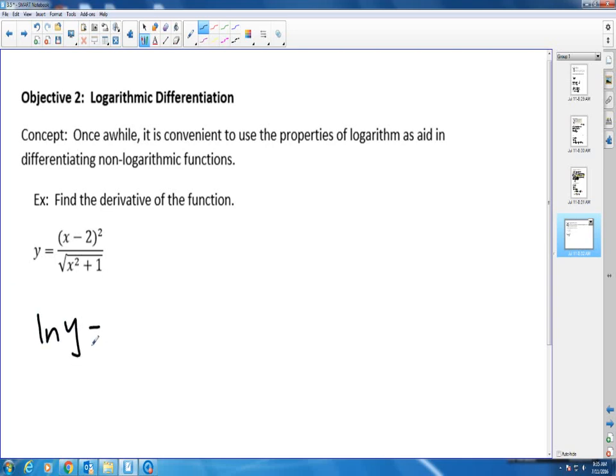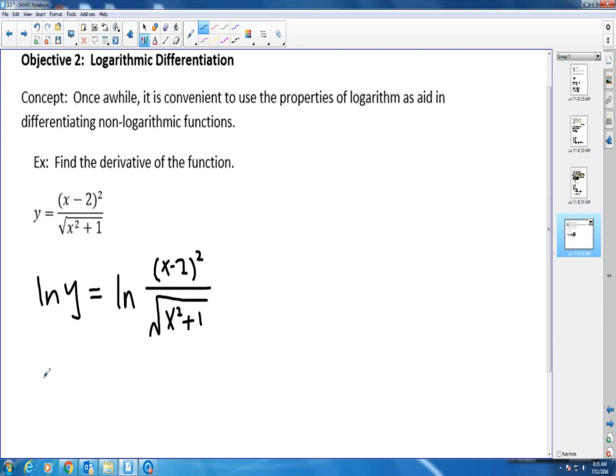Let me write it out so you can see why. If I take a natural log on both sides, it will look something like this. And as you can recall, one of the properties of natural log, or many properties of natural log, is that the natural log of a quotient will be the natural log of the top subtract the natural log of the bottom.